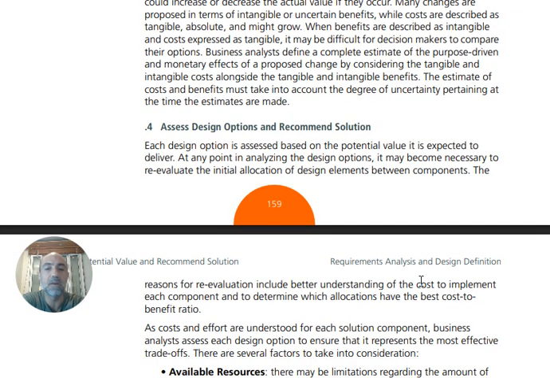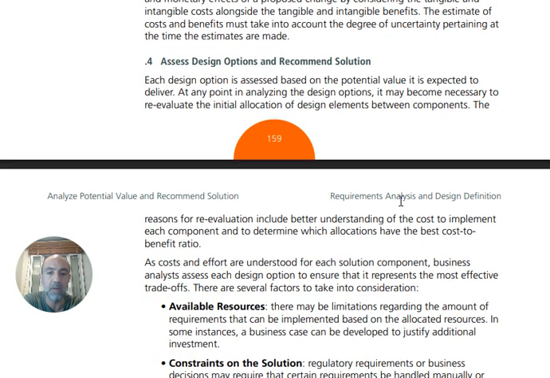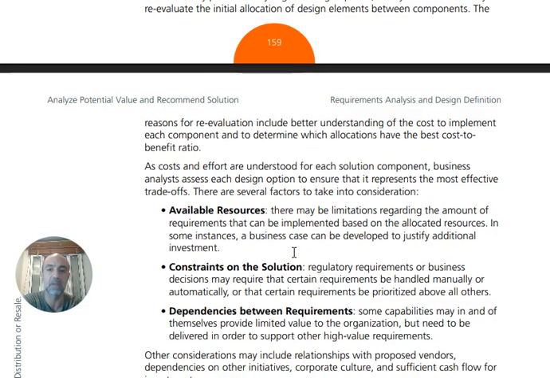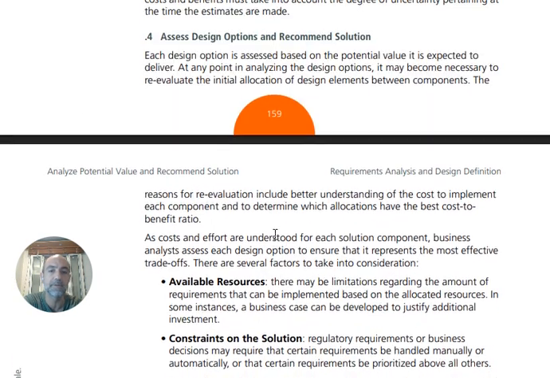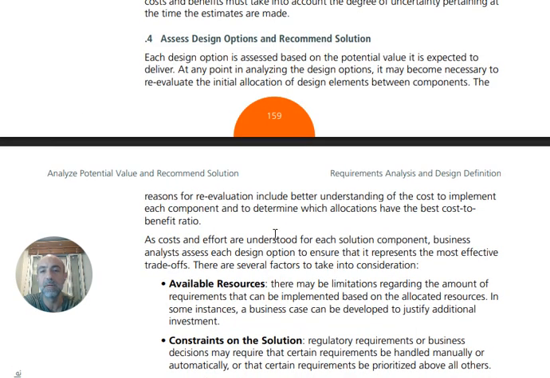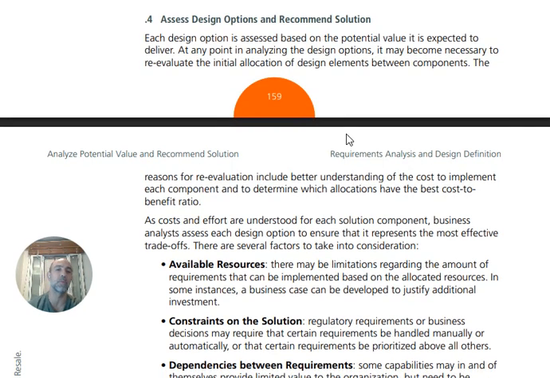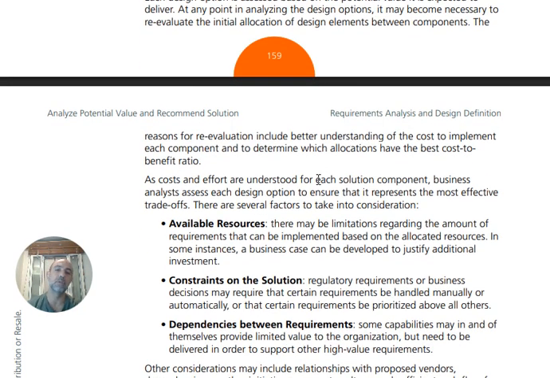Number 4, assessing design options and recommending a solution. Each design option is assessed based on the potential value it's expected to deliver. At any point in analyzing the design options, it may become necessary to evaluate the initial allocation of design elements between components. The reasons for evaluation include better understanding the cost to implement each component to determine which allocations have the best cost to benefit ratio.